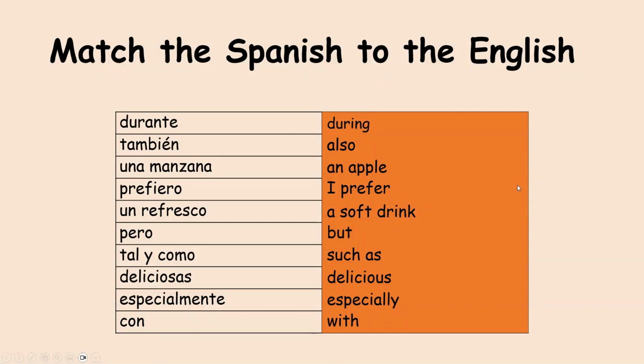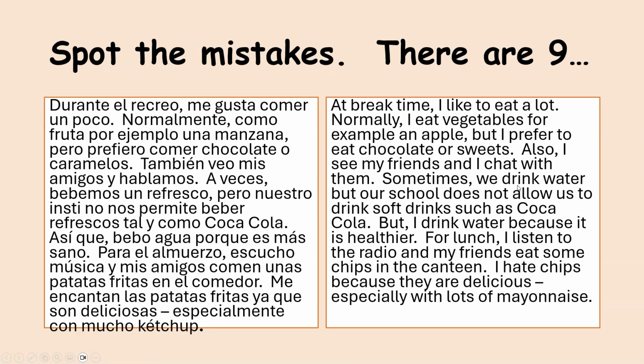Moving on to the next bit, we have to spot the mistakes. As I said, we've got the translation on the left, the translation on the right, so the English translation. So we have at as our first mistake because it should say during break time. A lot, we want to say a little bit. I put vegetables, but it should be fruit because it says fruta. That says I chat with friends, but I've written hablamos in the Spanish, which means we talk. Okay, so slightly different there.